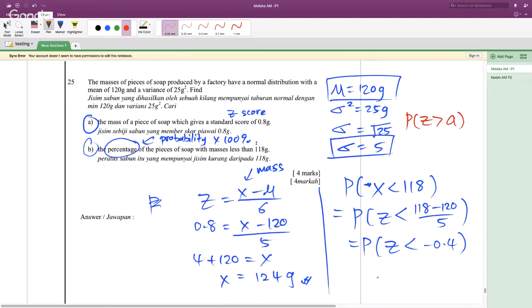So first thing, I will do some analysis. If this is 0, and negative 0.4, I will assume it is somewhere in the negative zone here, so less than the mean, this area, isn't it? In this topic, if you see less than and negative happen at the same time, you can straight away change it to bigger. So then what happens is you just find 0.4.